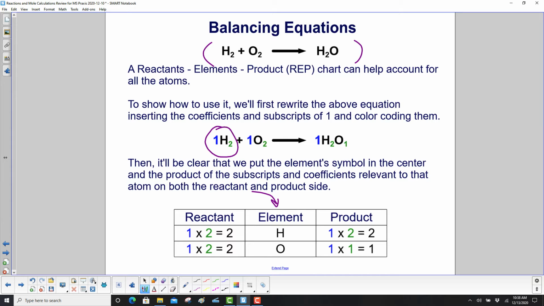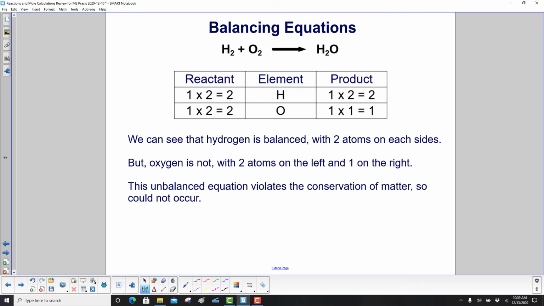So here you see 1 times 2, okay, that's hydrogen. Here you have oxygen, also 1 times 2 equals 2. Then on the right side, you have 2 hydrogens, 1 times 2, and you only have 1 oxygen, 1 times 1. We can see, hopefully, that hydrogen is balanced, with 2 atoms on each side. But oxygen is not, with 2 atoms on the left and 1 on the right. This unbalanced equation violates the conservation of matter, so it could not occur.